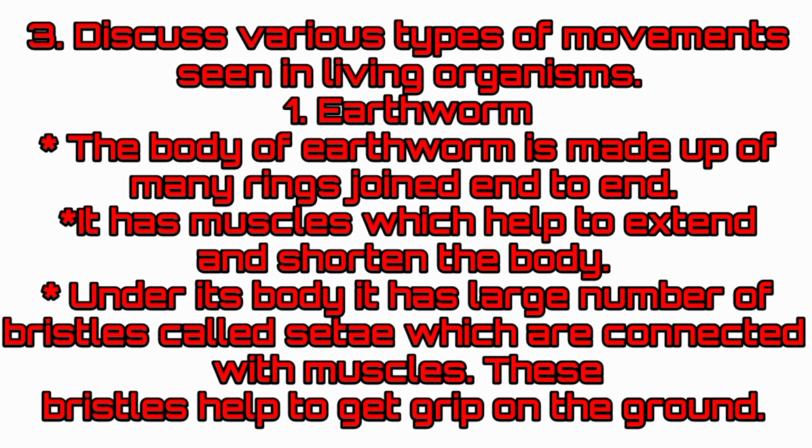Discuss various types of movement seen in living organisms. Earthworm. The body of an earthworm is made up of many rings joined end to end. It has muscles which help to extend and shorten the body. Under its body it has a large number of bristles called setae which are connected with the muscles. These bristles help to get grip on the ground.